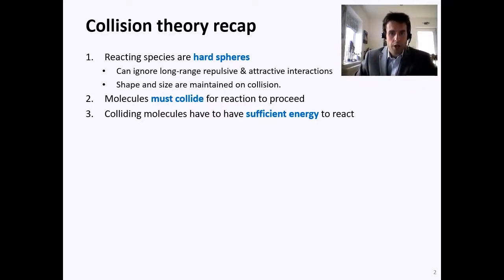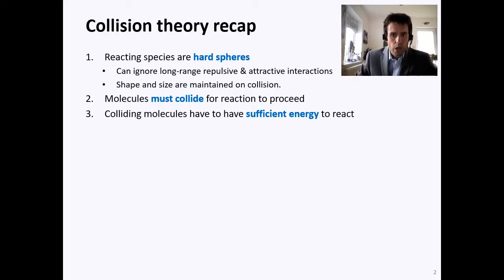Okay, so taking that assumption into account, it means that you're ignoring the sort of interactions that honestly we usually require in chemistry for reactions to actually work. So you can already think that this is going to be a bit of an approximation. The other thing that hard spheres assume is that you don't lose any shape or size on the collision, and that kind of makes sense because they're hard.